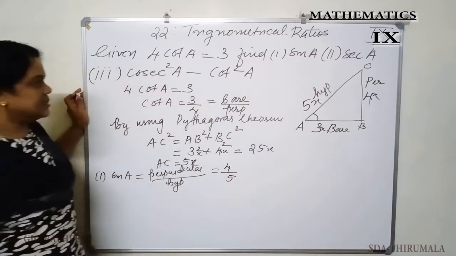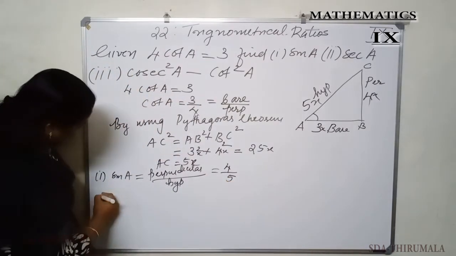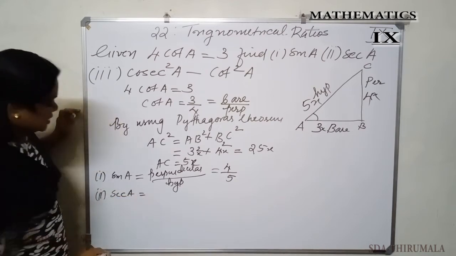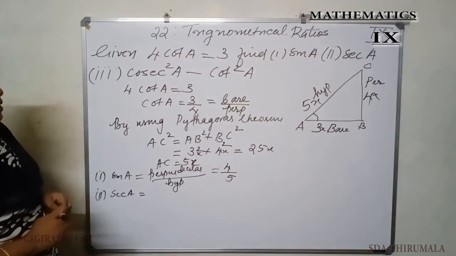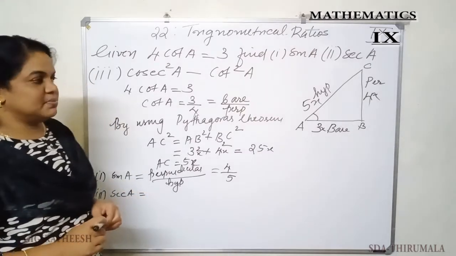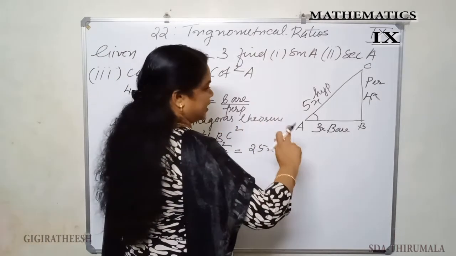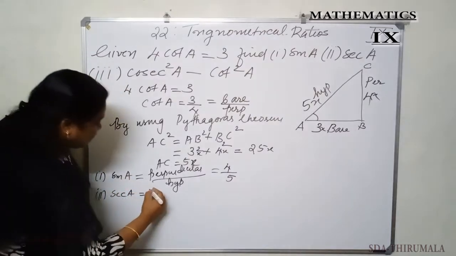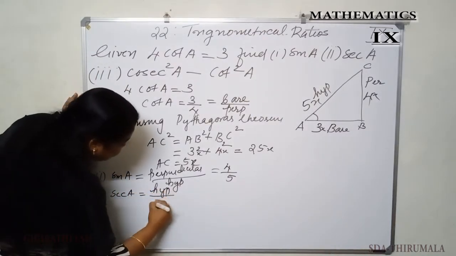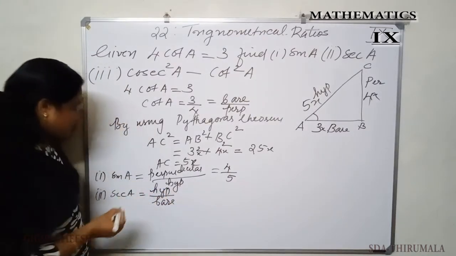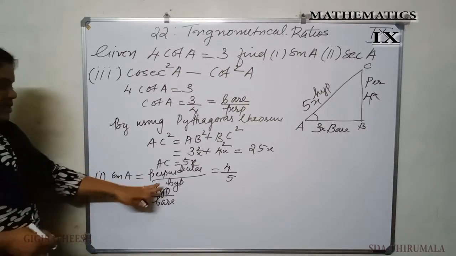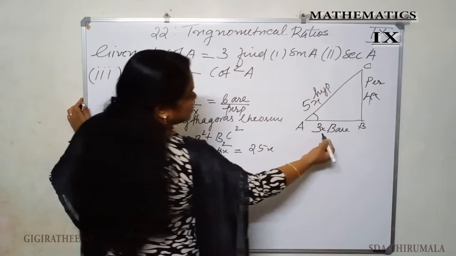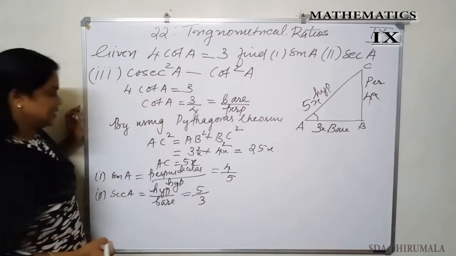Then the second one is sec A. Sec A is the reciprocal of cos, that is hypotenuse by base. Hypotenuse by base is sec A. Hypotenuse is 5 and the base is 3. So sec A is 5 by 3.